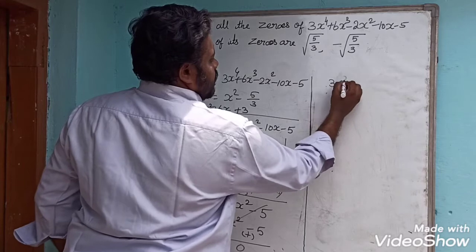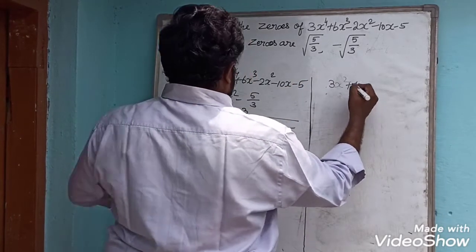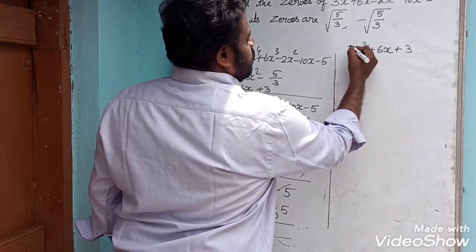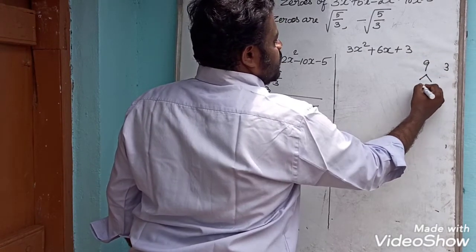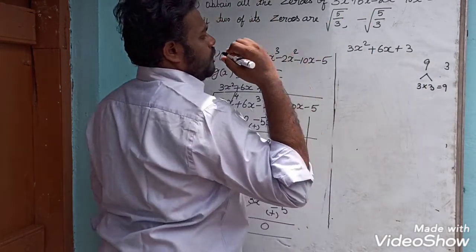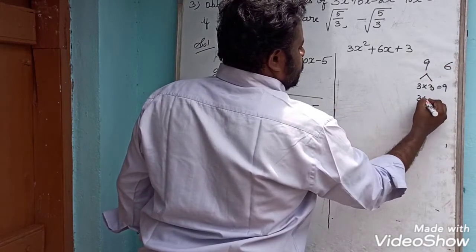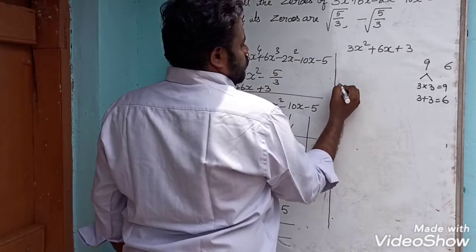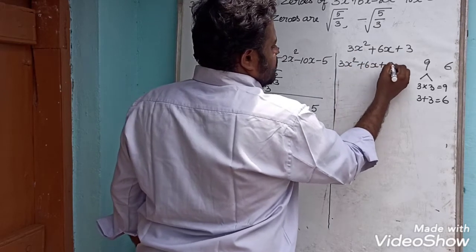So 3x square plus 6x plus 3. So here our target is 3 into 3, 9 and then plus 3. So factor for 3 is 3 into 3 equal to 9. And then next 6, 3 plus 3 which is equal to 6. So we reach the target. So 3x square plus 6x plus 3.